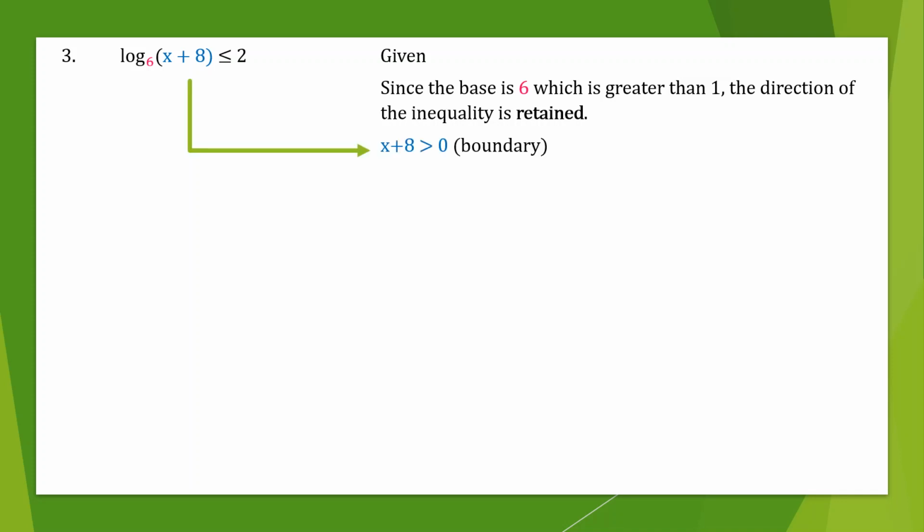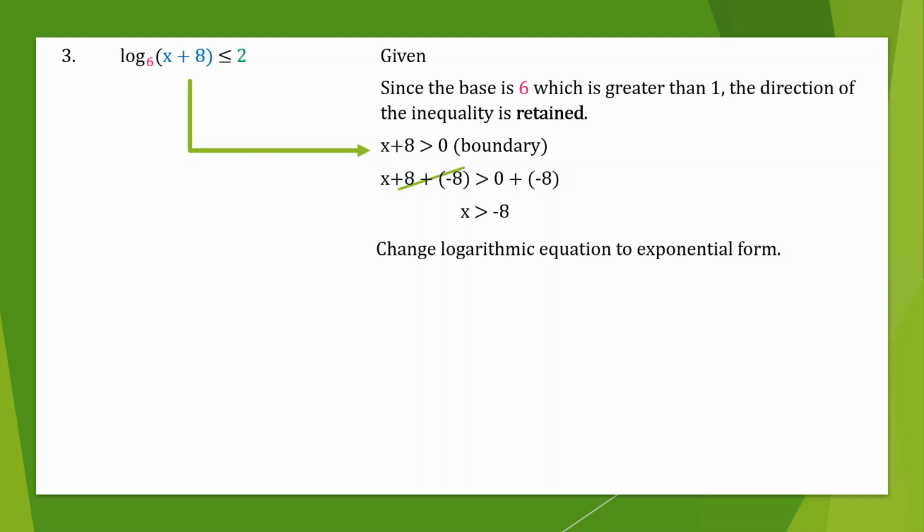x plus 8 is greater than 0 for the boundary, so let us solve for x. So the boundary is when x is greater than negative 8. Next, let us change the logarithmic inequality to exponential form. So we have x plus 8 is less than or equal to 6 squared.